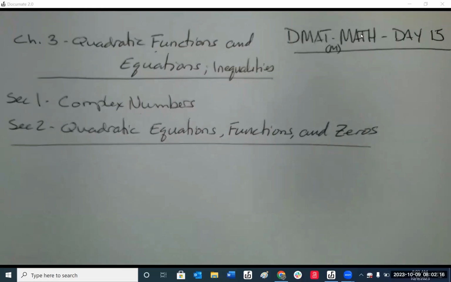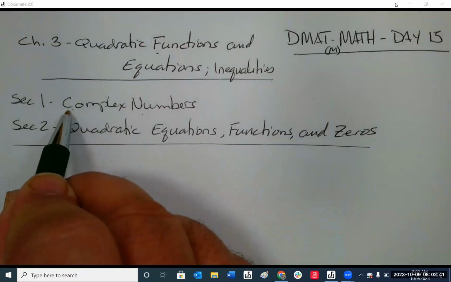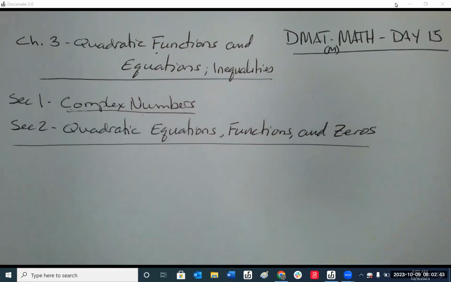And then that builds us up to polynomials, which builds us up to the next chapter, which deals with all polynomials. And then we end the semester up with logarithms and systems of equations. So now we're in the fun part of math, if there is a fun part of math. So the first thing we're going to talk about: complex numbers. What are complex numbers?